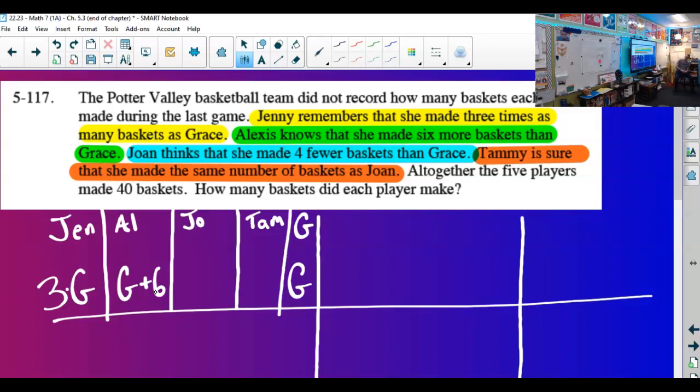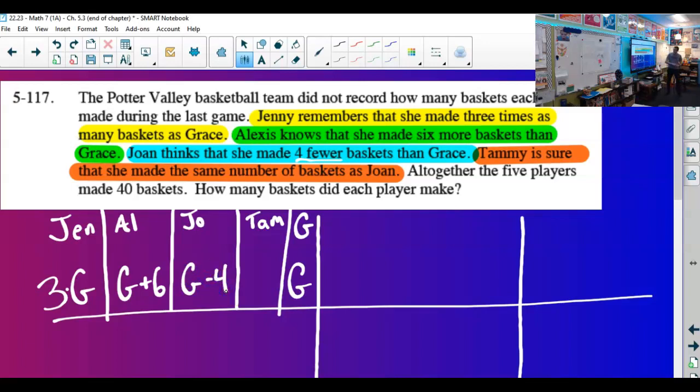What about Joan? What can I write for Joan? What I usually do is put the initials, so J. I had Joe just to be different than Jenny. That would be equal to G minus 4.